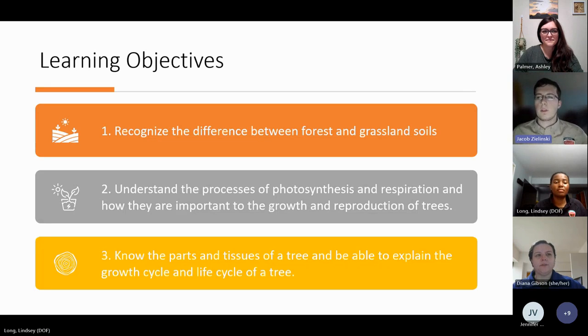We're with the Virginia Department of Forestry doing the Envirothon training here. So the first 3 learning objectives, this is kind of that hard biology area. It's the difference between forest and grassland soils, the difference between photosynthesis and respiration, and the difference between growth cycles and cycles of the trees. So next.